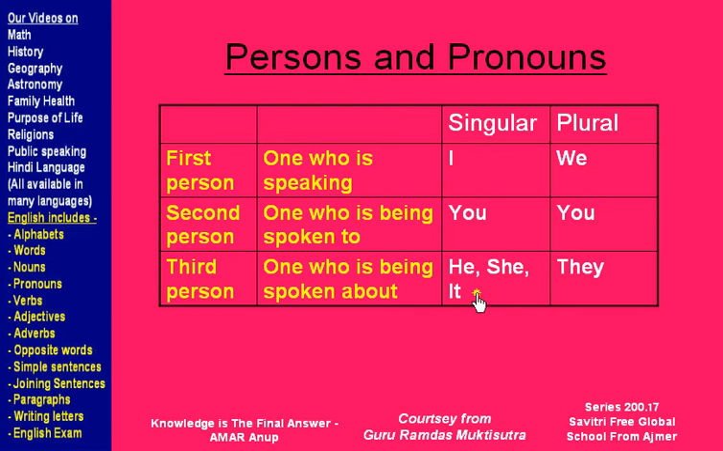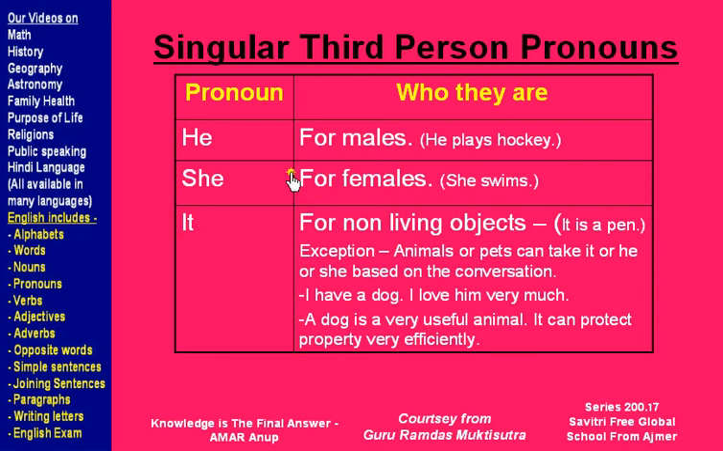Now we will see the difference between he, she, and it. He is used for males, so he plays hockey. She is the pronoun used in singular third person for females. She swims. It is mostly used for non-living things. It is a pen. However, when it comes to animals or pets, sometimes we use it and sometimes we use he or she.